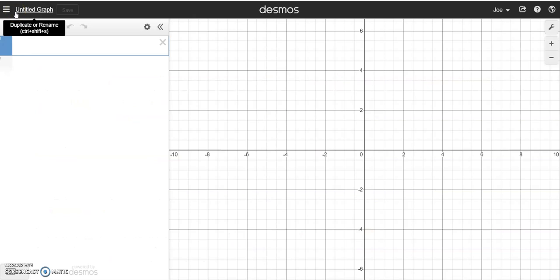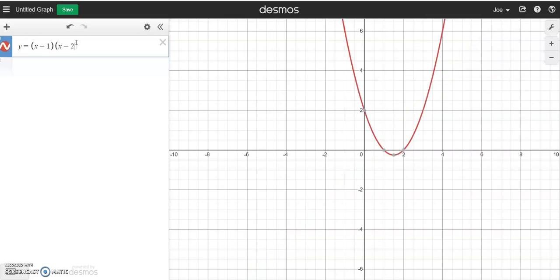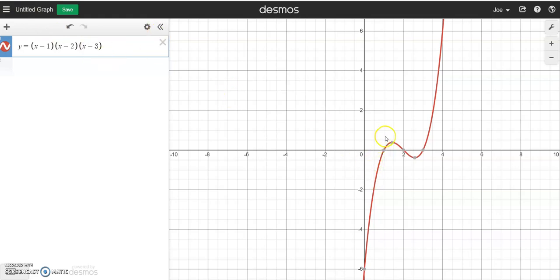From the problem, we're given information that the spaceship trajectory cuts through the x-axis at x equals 1, x equals 2 and x equals 3. So we can write these values into our cubic intercept form. This would be y equals (x - 1)(x - 2)(x - 3). And we can see that gives us a trajectory that passes through the points on the x-axis.